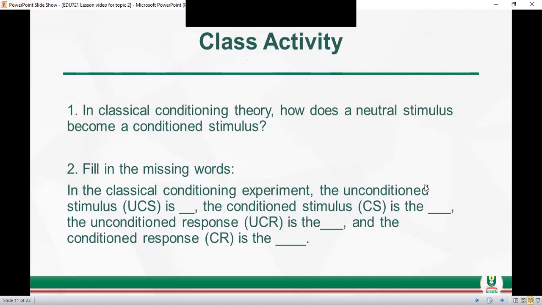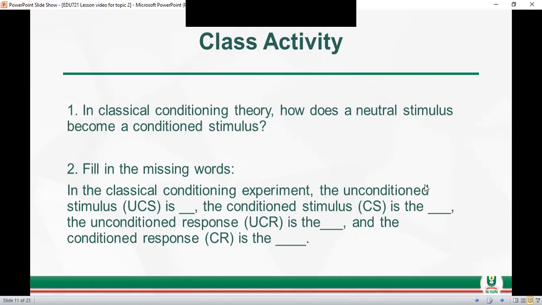Try to attempt this class activity. In classical conditioning theory, how does a neutral stimulus become a conditioned stimulus? Fill in the missing words. So attempt the number 2 activity there. Fill in the missing words. It is about the applications mostly.